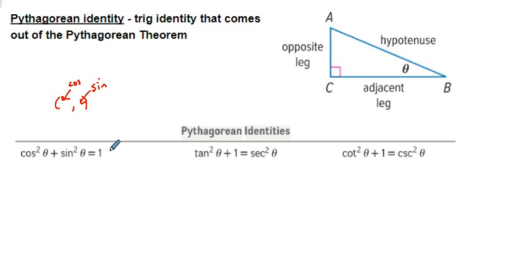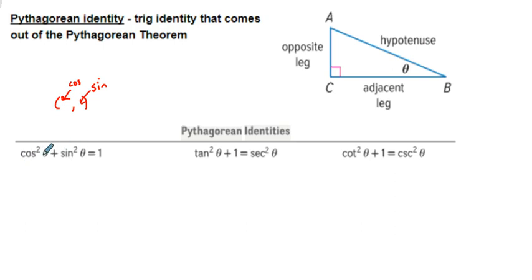So that's a real light explanation of why this works and why we use it. The 1 basically represents your hypotenuse, which in the case of a unit circle is your radius. So let's just take this now.